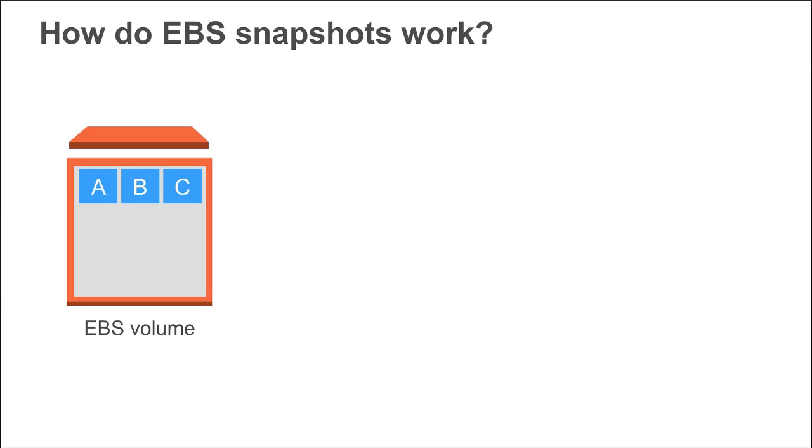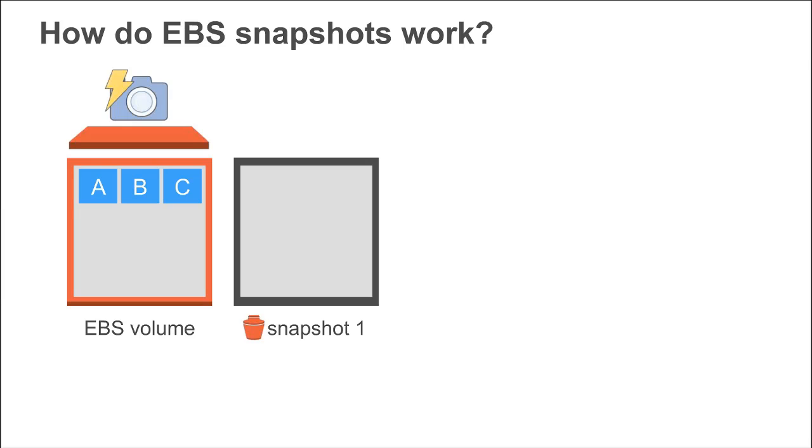So how do EBS snapshots work? Well, let's take a look at this. Say we have a new EBS volume and we've modified blocks A, B, and C. We then take a snapshot.